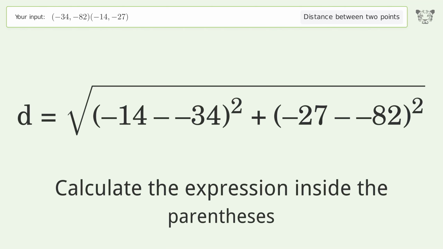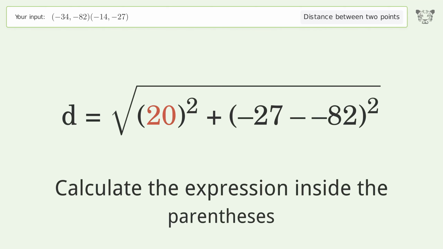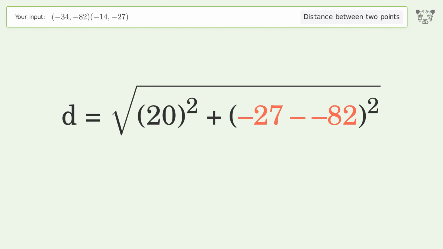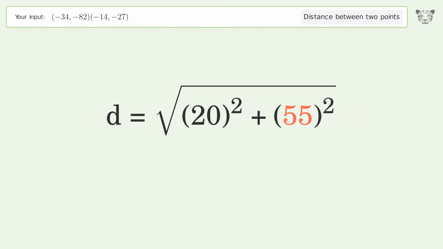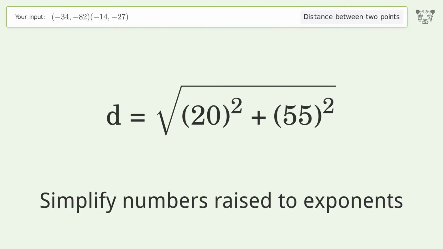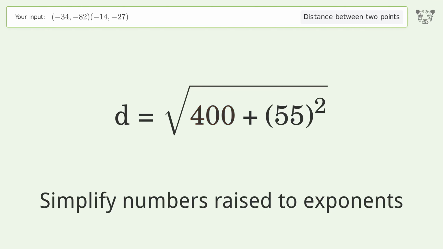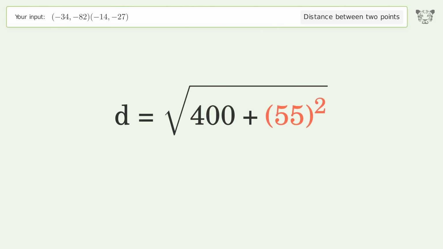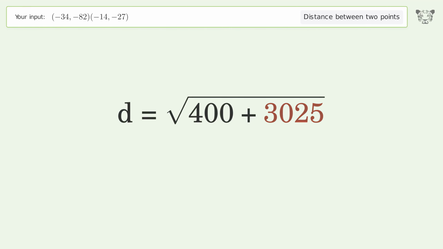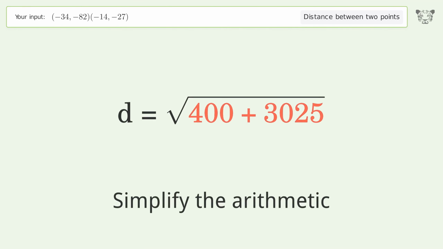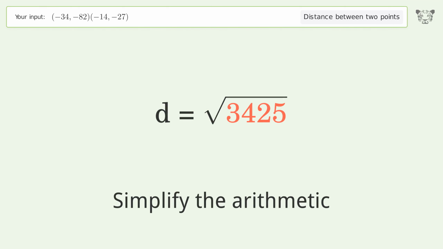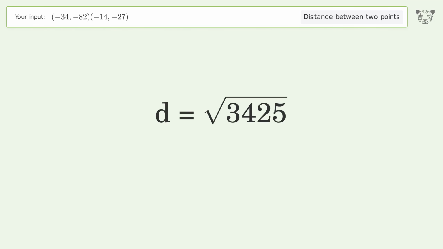Calculate the expression inside the parentheses. Simplify numbers raised to exponents. Simplify the arithmetic. And so the distance between the 2 points is the square root of 3,425 or 58.523.